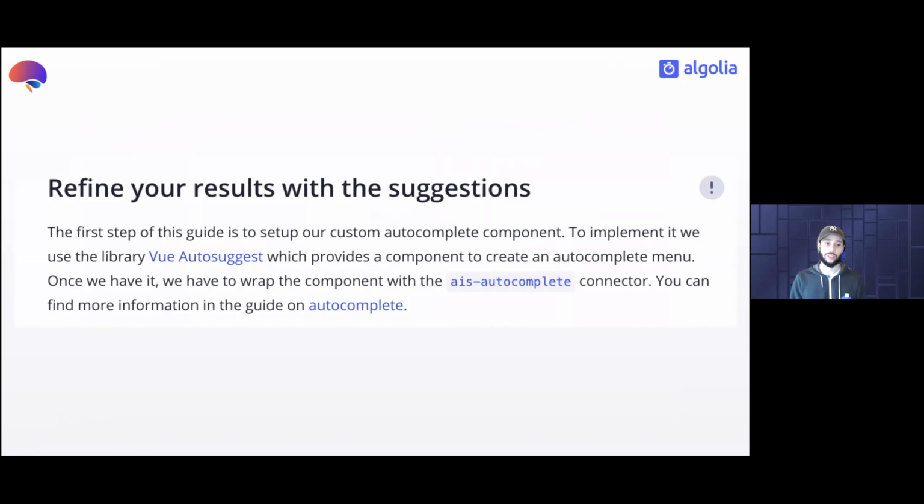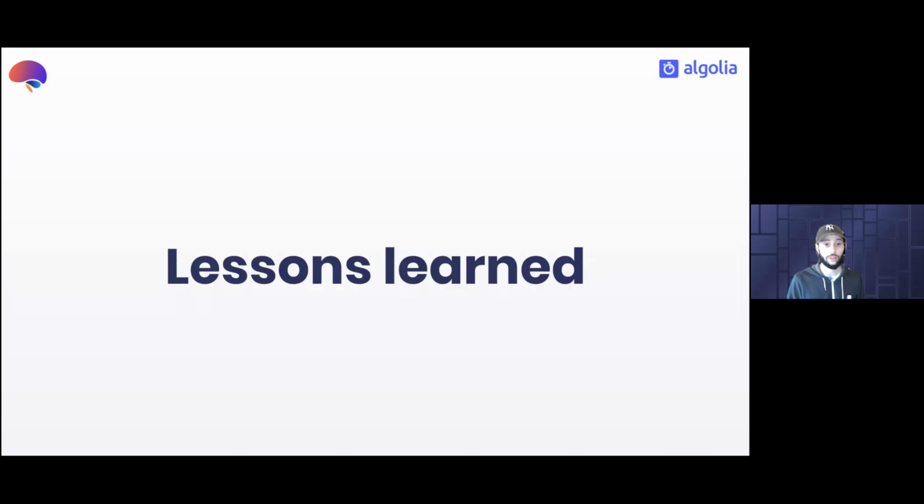The first step of this guide is to set up our custom autocomplete component. To implement it, we use the library vue-autosuggest, which provides a component to create an autocomplete menu. And that was frustrating because we spent a lot of time building our own autocomplete, falling into many mistakes, and all of this was already existing. And those are some lessons learned.